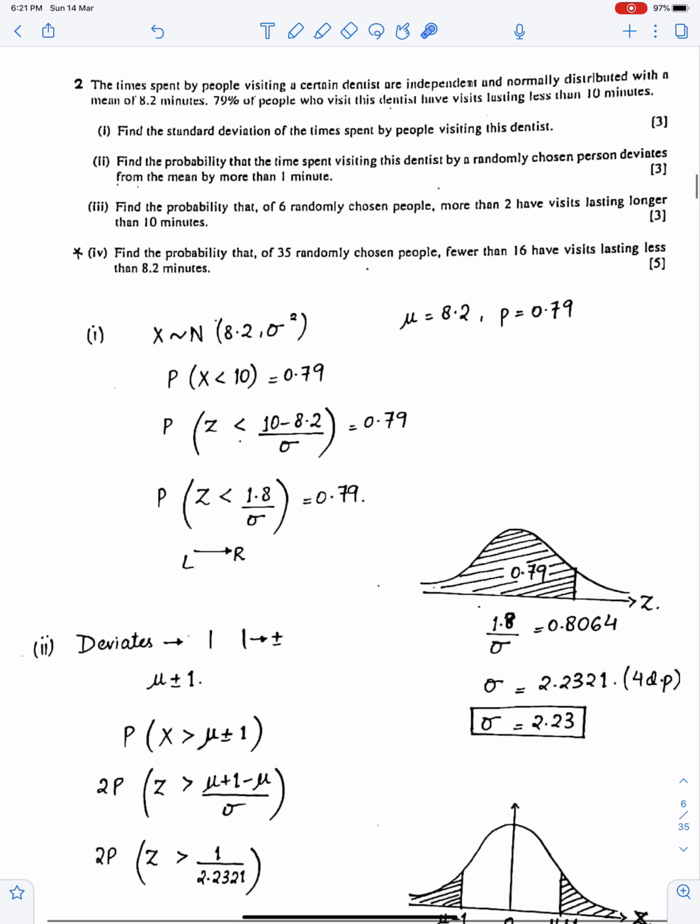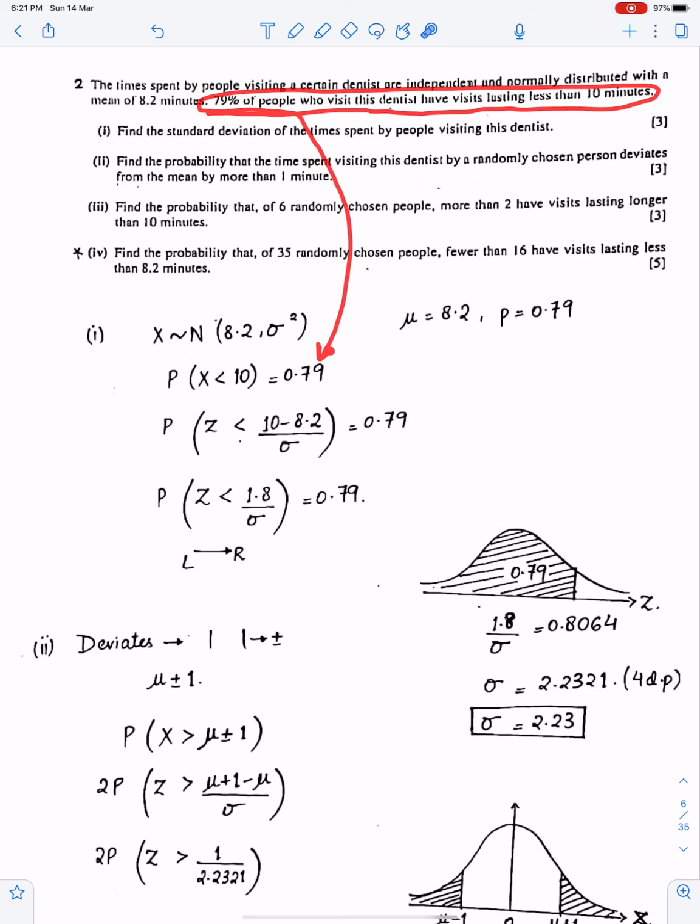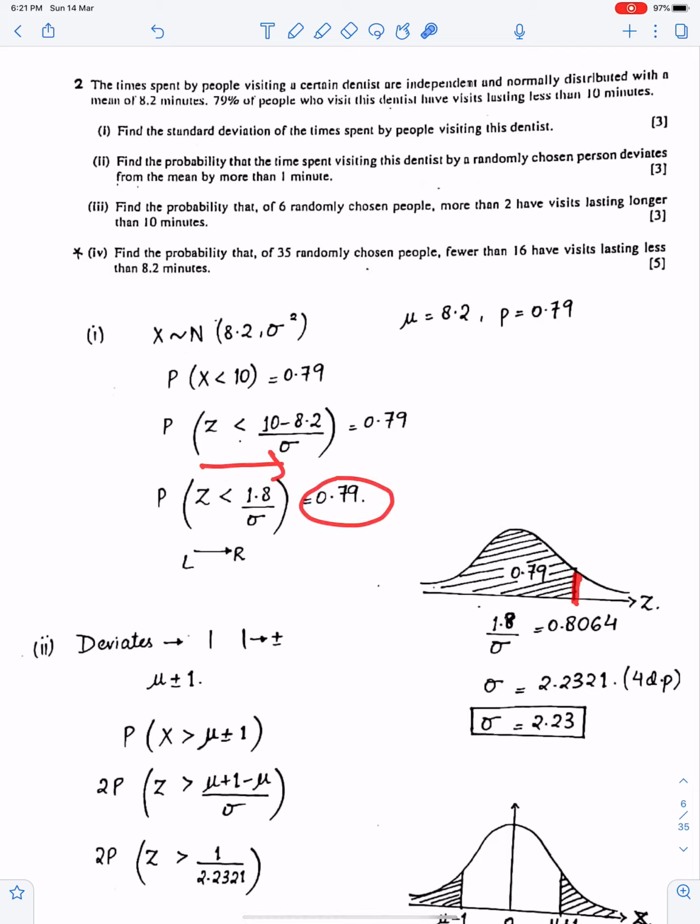Question number 2. The times spent by people visiting a certain dentist are independent and normally distributed with mean this. 79% of people who visit this dentist have visits lasting less than 10 minutes. From this information, you can form this equation. And with the help of this equation, you can easily get sigma. You just need to shade this area according to this sign. So you are here, therefore your number is positive. And sigma is this. Make sure you will use this number in the later parts.